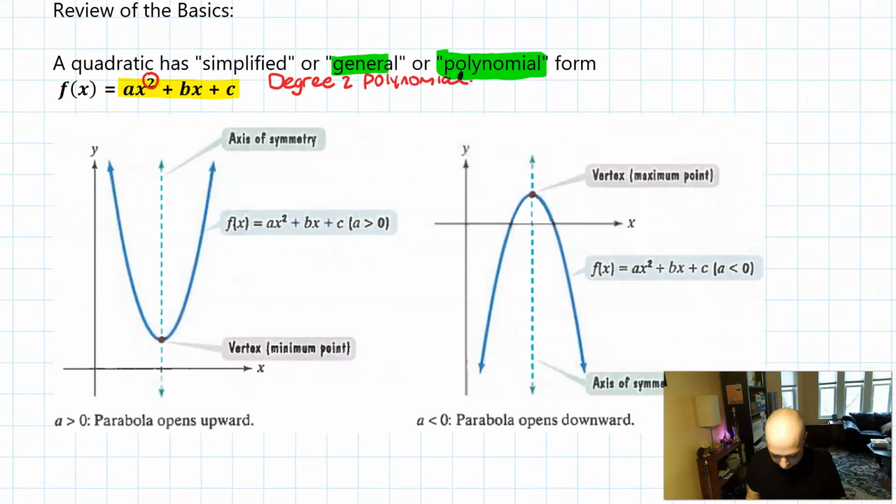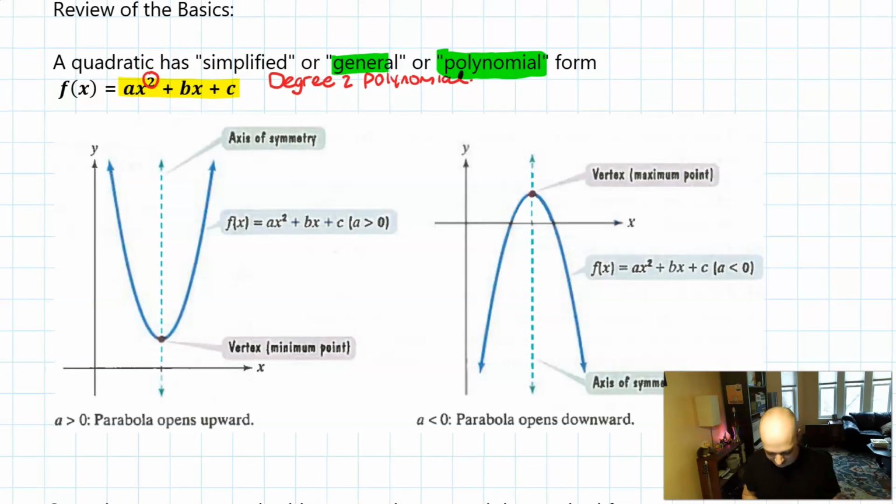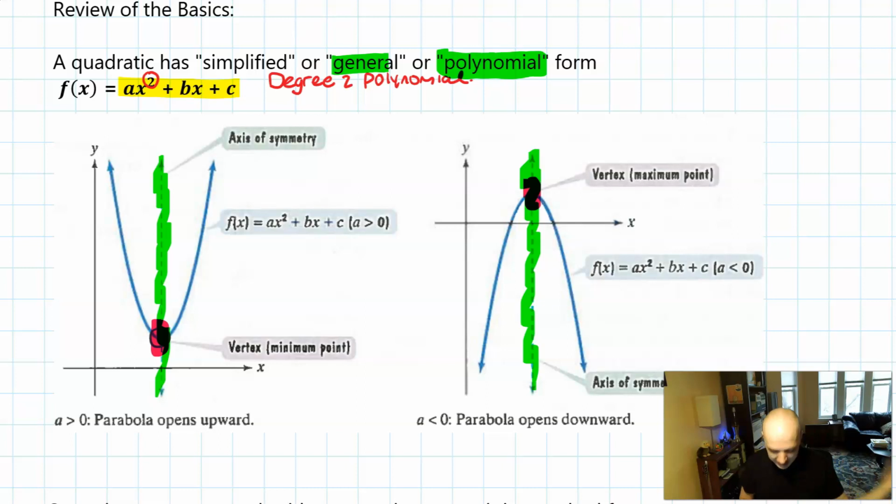What is important though is if you look at a quadratic such as this, it's always going to have a graph that is a parabola. And those parabolas have a couple features. They have a vertex, which is either a minimum point or a maximum point. They have an axis of symmetry. Very important to have that axis of symmetry. And they can open upwards or they can open downwards.